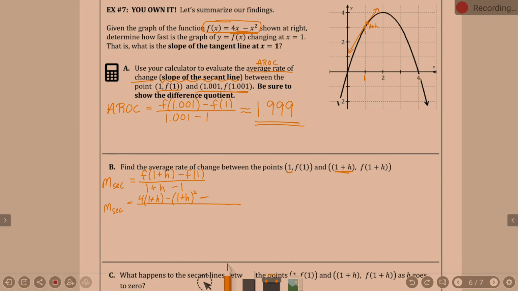Now, do I want to put parentheses? I'm going to put parentheses here. Minus the quantity of whatever 4 times 1 minus 1 squared is, all over 1 plus h minus 1. Notice I put that second piece in parentheses because we're subtracting that whole value.